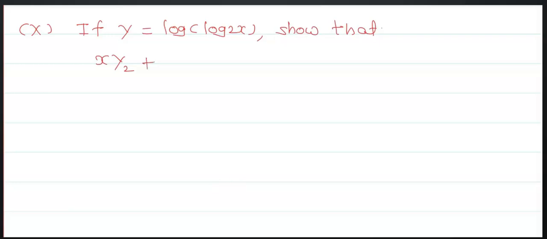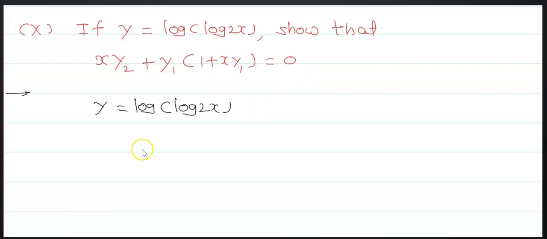Example number 10. If y is equals to log of 2x, then show that x y2 plus y1 in bracket 1 plus x y1 is equals to 0.